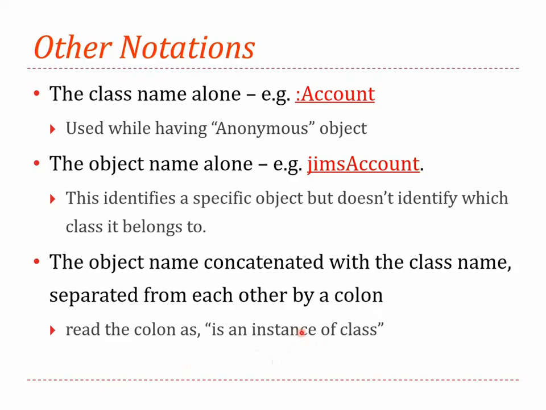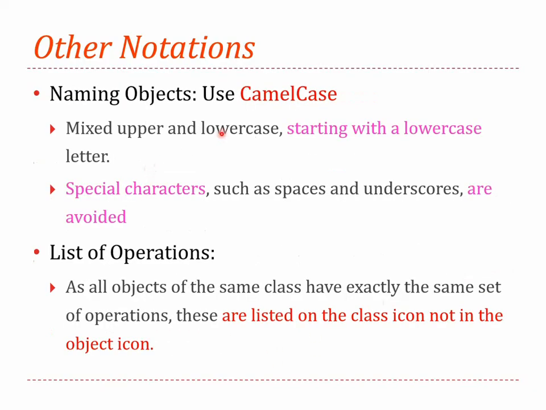notation of object representation. Object names generally follow a camel case naming convention where we have mixed uppercase and lowercase, but always the name will start with a lowercase letter. Special characters such as spaces and underscores are to be avoided.